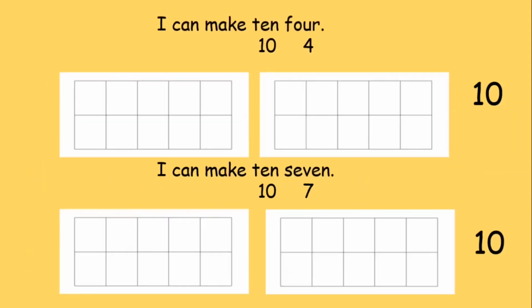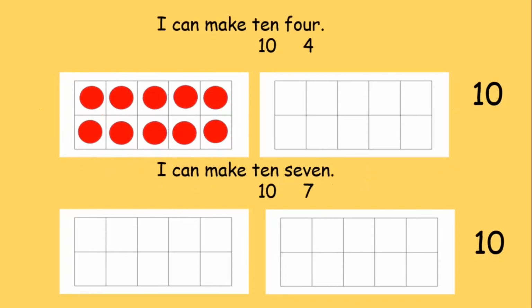Interesting. Now, let's see if we can make 10, 4. Let's start with our 10. And then how many? Yes, if you said we needed to add 4 more, you are right. Well, what is 10, 4? What teen number is 10, 4? If you said 14, you are right. 10, 4 is 14. Very good. 10, 11, 12, 13, 14.